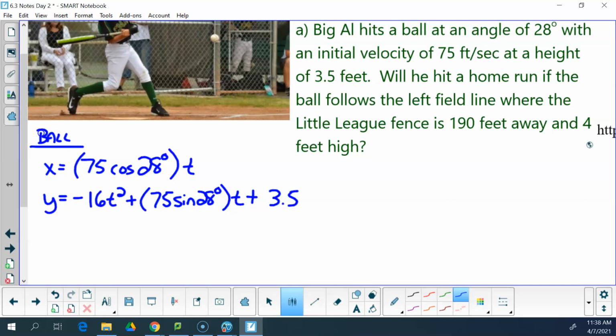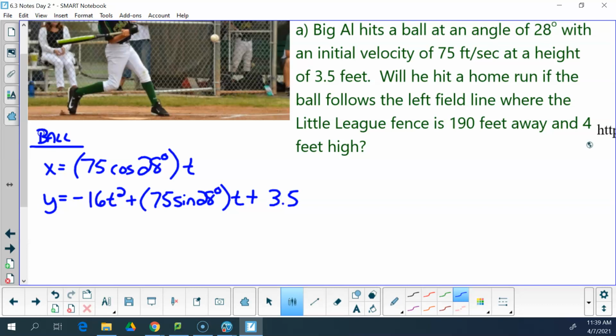For the y equation, is it going to be negative 16 t squared all the time, for anything? Gravity constant. Yep. And then you just substitute in the different velocities, different angles, and different initial heights. Okay, so we got that. Love it.